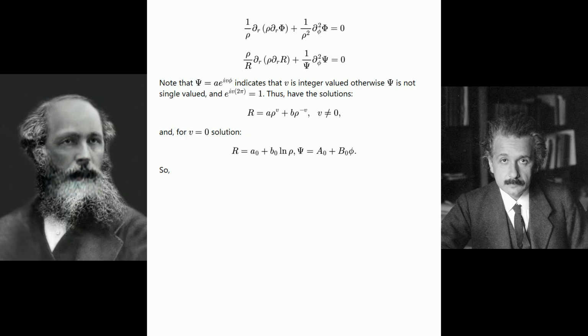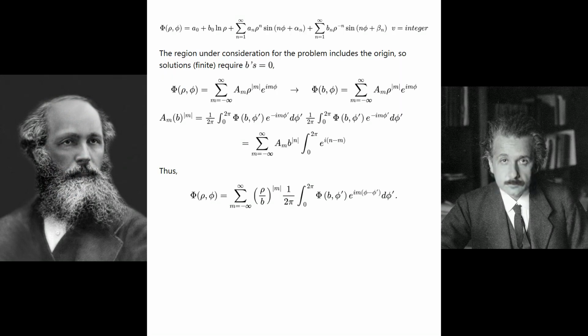Note that psi equals A e raised to the i nu phi power, which indicates that nu is integer valued, otherwise psi is not single valued, and e raised to the i nu 2 pi power equals 1. Thus, we have the solutions. And for the nu equals 0 solution, see the equation. The region under consideration for the problem includes the origin, so finite solutions require B prime s equals 0.